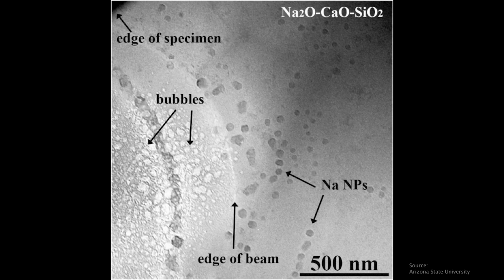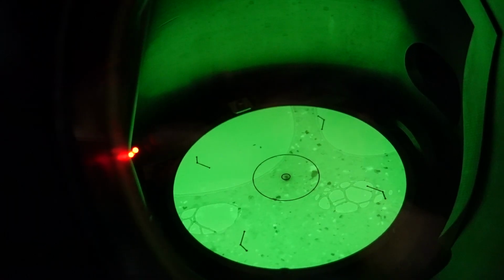Throughout all these methods, one thing to watch out for is artifacts, unintended features introduced during preparation. These could come from the solvent, slicing, grid, or even beam damage. Always ask yourself, is this structure real or is it an artifact?